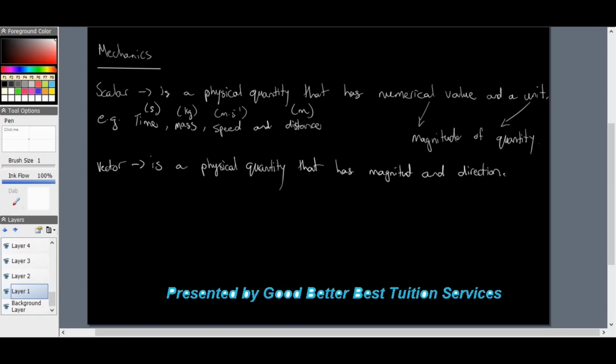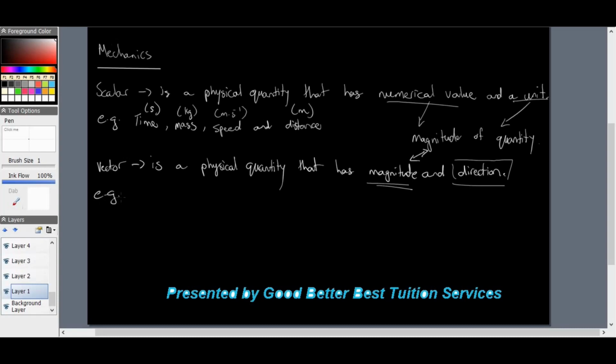Okay, so magnitude, which I misspelled initially. Magnitude means it has a numerical value and also a unit, except now we are adding direction into the mix. If I indicate direction, I have a vector quantity. Let's have a look at a couple of examples of vectors.